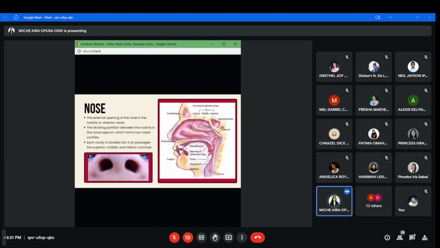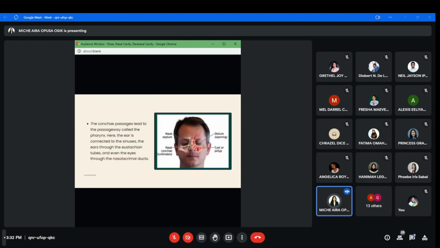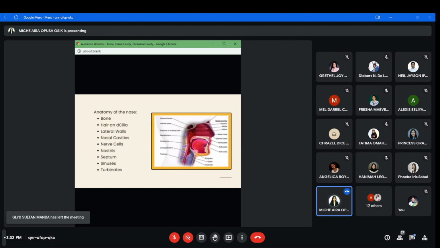So, the dividing partition between the nostrils is the nasal septum, which forms two nasal cavities, and each cavity is divided into three air passages: the superior, the middle, and the inferior concha. The concha passages lead to the passageway called the pharynx. Here, the ear is connected to the sinuses, the ears through the eustachian tubes, and even the eyes through the nasolacrimal duct. So, mao na siya ang anatomy of the nose.